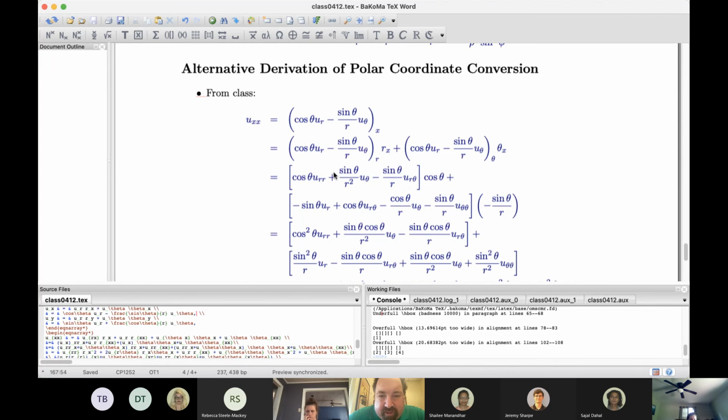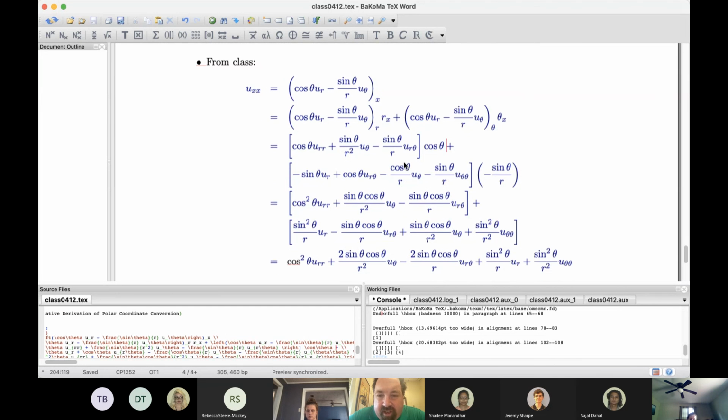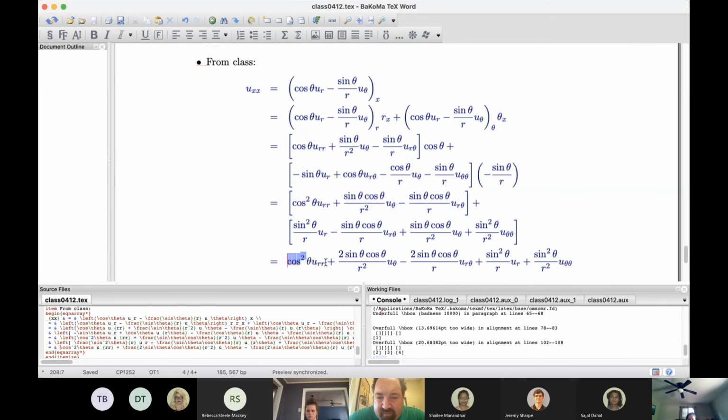So I take a derivative of this with respect to r, and this is what I get. And then r_x was determined before to be cosine theta, so I fill that in here. And then the same thing with respect to theta, and then here's my theta_x. Then I can go ahead and work all this out and get certain terms canceling, and I get the same result as what I had up above. So this is definitely, I would say, an easier way to see how U_XX comes about in polar coordinates.